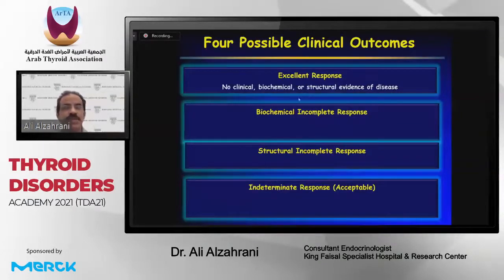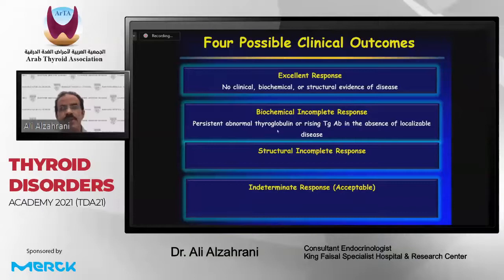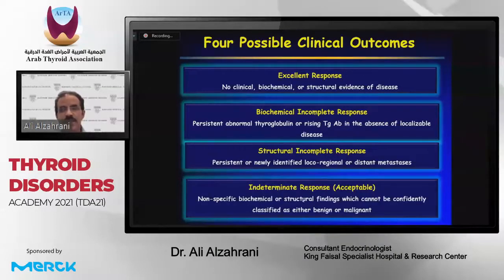Excellent response means basically no clinical, biochemical, or structural evidence of disease. Biochemically incomplete is when there is thyroglobulin or rising thyroglobulin antibody, but we cannot localize the disease. Structurally incomplete, clearly from the name, is when you have basically residual tumor or distant metastases. And then we have also indeterminate response, which basically says that we are not sure if this patient is completely clear of disease.